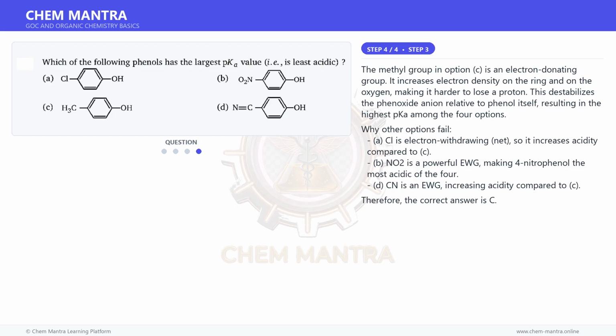Why other options fail? A. Cl is electron withdrawing, net, so it increases acidity compared to C. B. NO2 is a powerful EWG, making 4-nitrophenol the most acidic of the 4. D. CN is an EWG, increasing acidity compared to C.